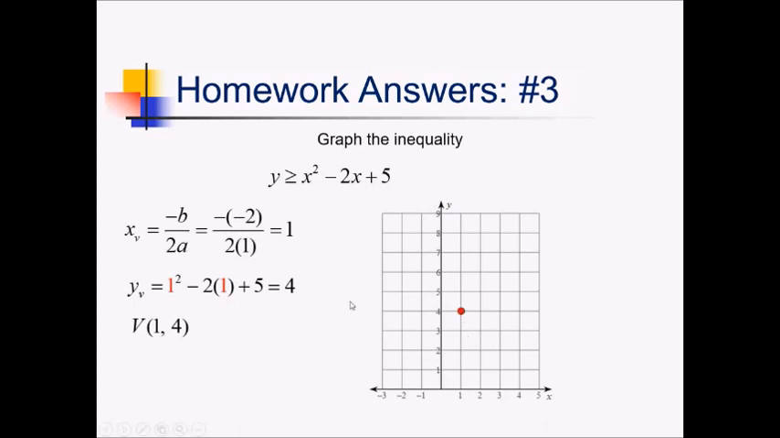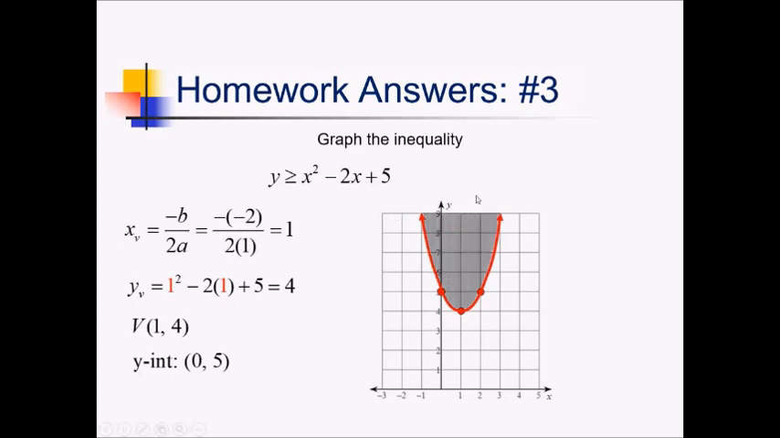And now to get some other points, I'm going to use the y-intercept. That's this constant at the end here, 5. So 0, 5 is our y-intercept. And that's right here. And then we'll use symmetry to get another point on the other side of the vertex. Solid line through the solid dots. Since my inequality is greater than, I'm shading everything above that line. So that's all this stuff up here.